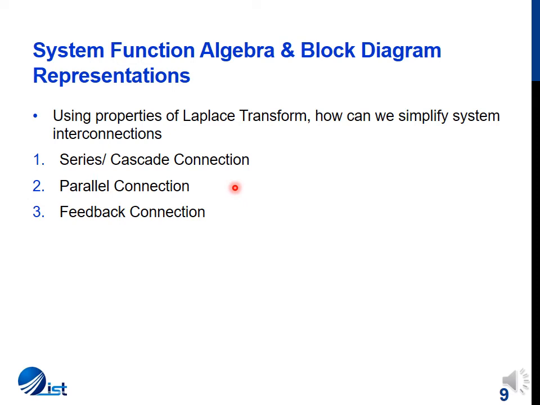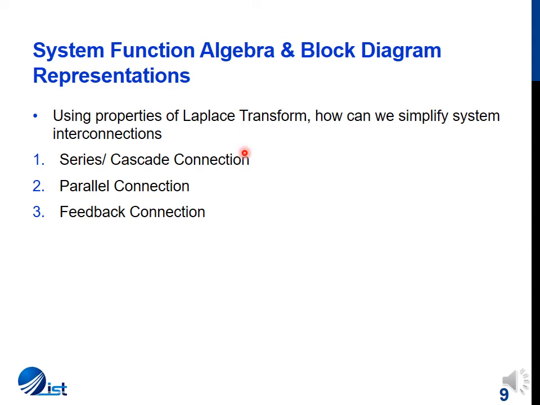Similarly, for a parallel connection, we saw that the overall transfer function is equal to the sum of the transfer functions of the individual systems which are connected in parallel. And for a feedback connection, through a numerical question which was given to us, we saw how we can simplify the system, the transfer function of the overall feedback system.